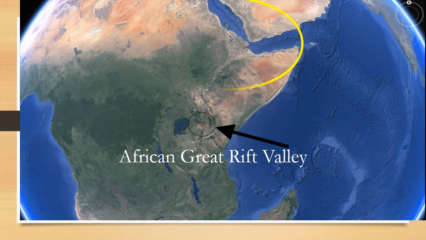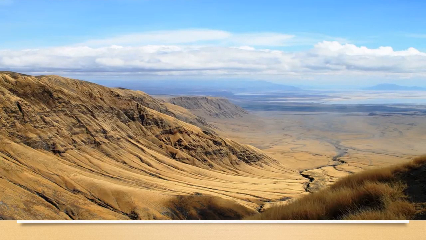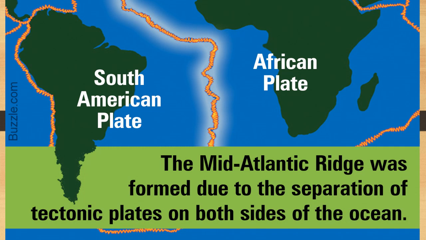Also, the Red Sea. Notice that the shape of the Arabian plate is somehow complementary to the shape of the African plate. Now this is how the African Great Rift Valley looks like. Another example of divergence of plates under the water is the Mid-Atlantic Ridge.